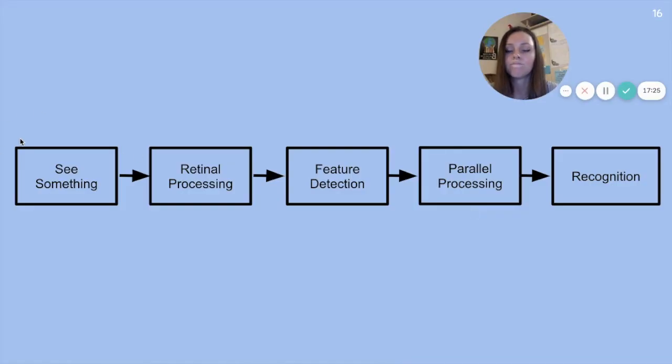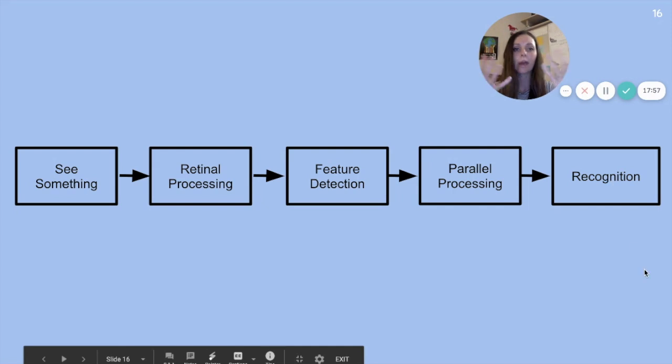So you see something, we have our retinal processing, right? That idea of taking that information from the retina to the brain. So our transduction is happening here. We have our feature detection. So you're able to detect certain features, whether that's movement, angles, shapes, or facial features. All of that is happening at the same time. You're detecting different features while also detecting color and a bunch of different things. And then you put all of that together, and you're able to recognize or perceive what you're actually looking at.